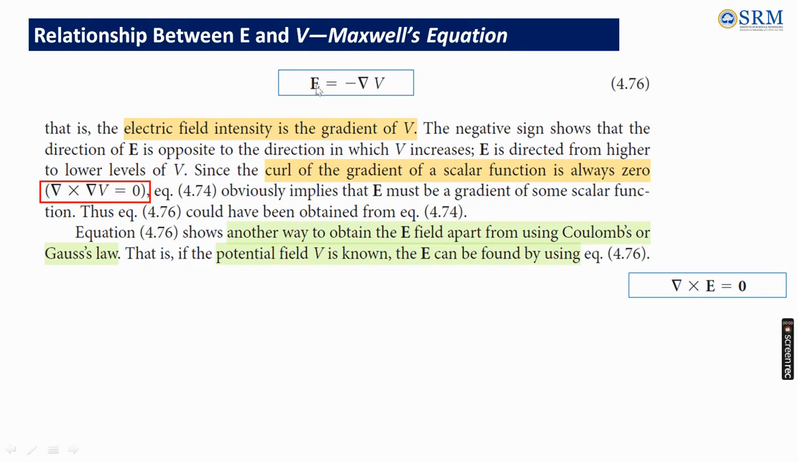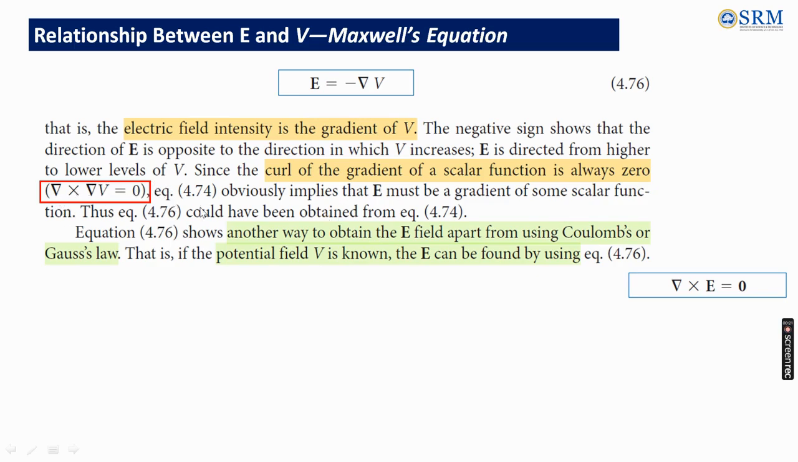Okay, now let us substitute the relation between E and V in our Maxwell second equation, that is del cross E is equal to 0. If I substitute the E value here, what will I get? Del cross del V is equal to 0. I have neglected the negative sign. So what does this equation tell us?